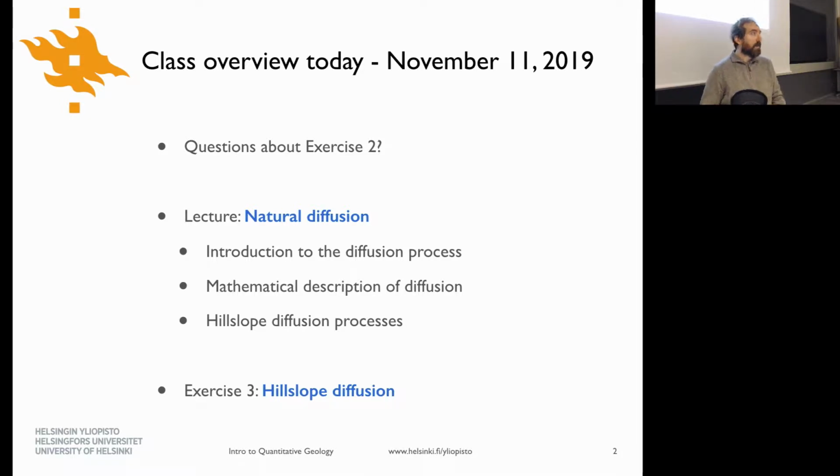That's life. So here's the plan for today. We can start with some questions about exercise 2, and then we'll go into our topic for the day, which is about the diffusion equation and looking at some examples of diffusion as a geological process. And then we'll take a look at the exercise as well.